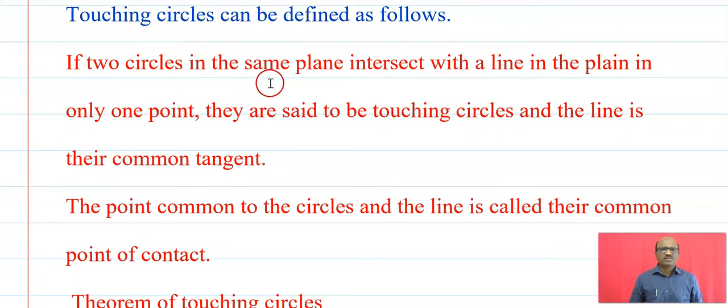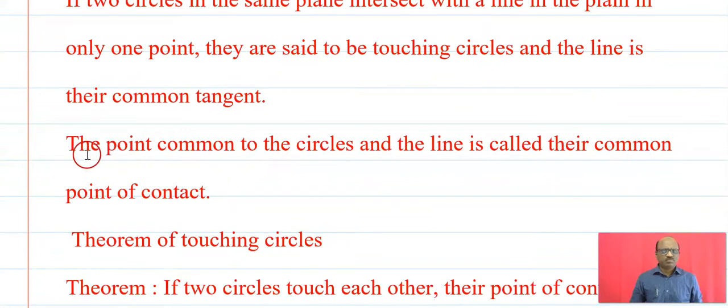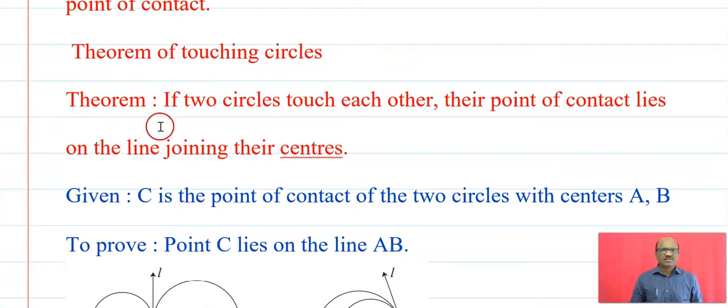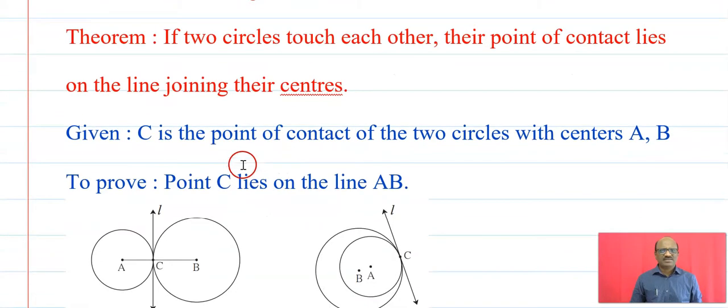If two circles in the same plane intersect with a line in the plane in only one point, they are said to be touching circles, and the line is their common tangent. The point common to the circles and the line is called their common point of contact. Now the next is the theorem of touching circles. If two circles touch each other, their point of contact lies on the line joining their centers.